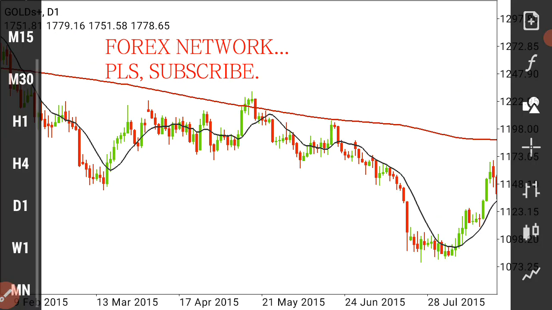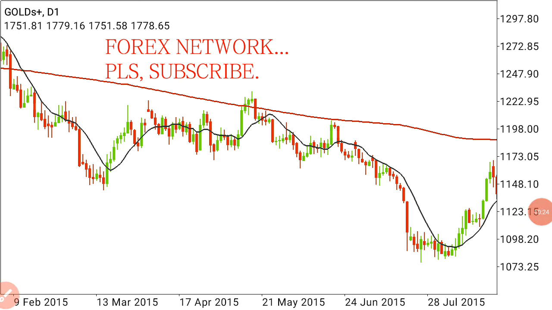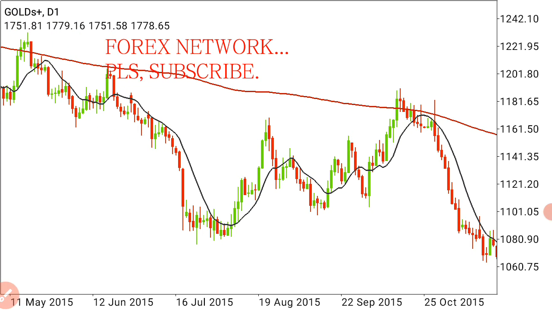You can see this particular market, when it got to this level, got rejected. It got to that particular level again, got rejected. So that means you can use this particular moving average as support and resistance. Let's continue. It gets to this level again and gets rejected. So that is how you can use the moving average as support and resistance.